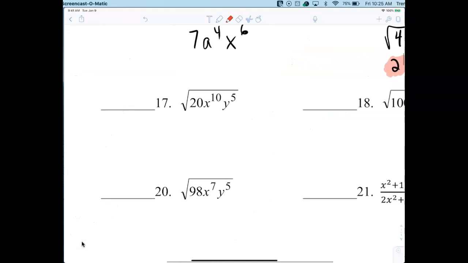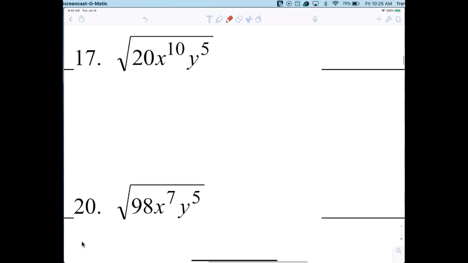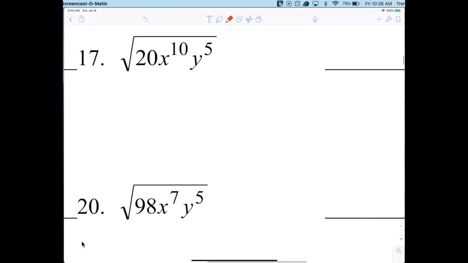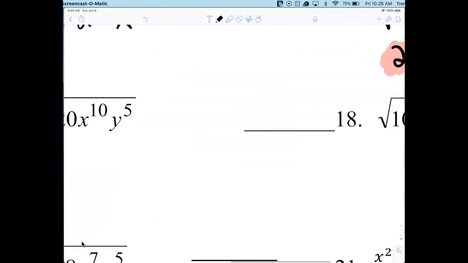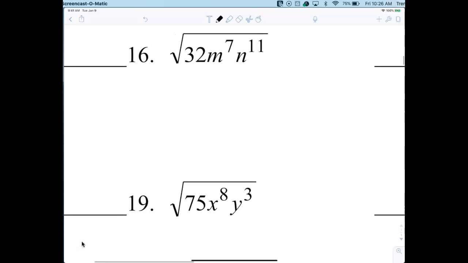Here we go. 17. Is 20 a perfect square? No, we break it down to what? Where's 16? All right, here we go. 16. Good morning. 16, what do I got? 16. Not 4 and 8. Oh, 16 and 2. Yeah, 16 and 2. All right, m to the 7th. m to the 6th. All right.